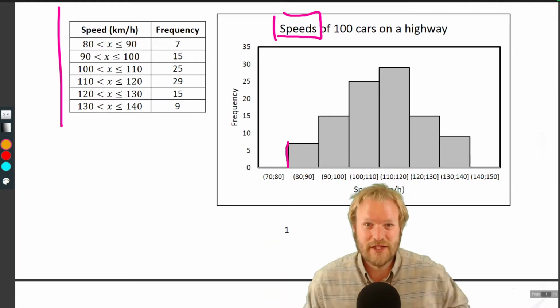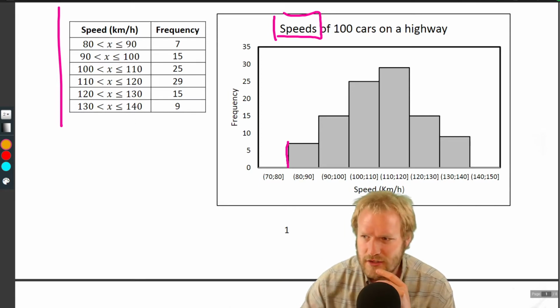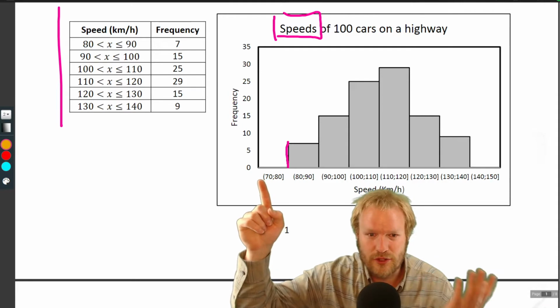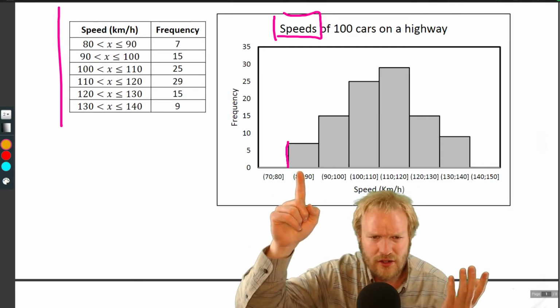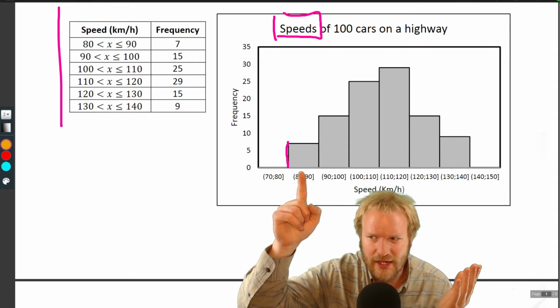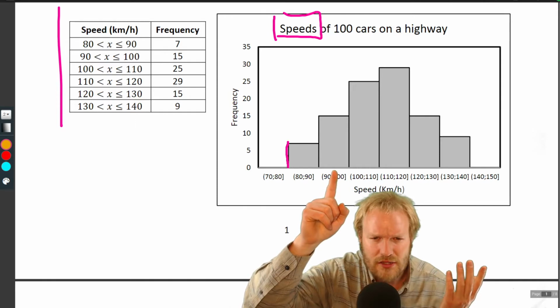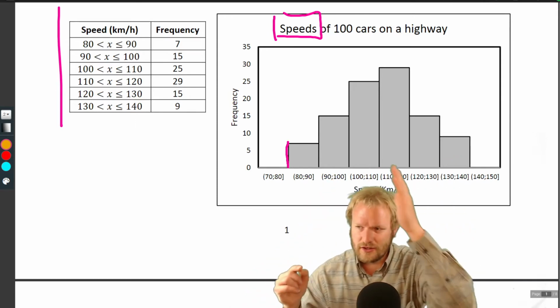They're measuring the speeds of cars and, okay, well, there were no cars that went between 70 and 80. But if you go up by one, it looked like there were, say, 6 cars that went 80 to 90. And so we go along. There were, I read, about 15 cars that went 90 to 100, etc., in our data.